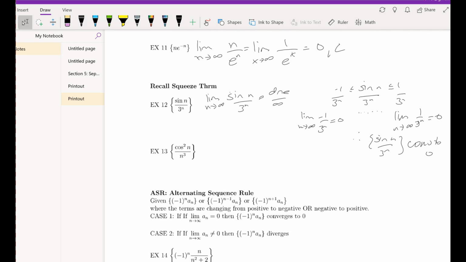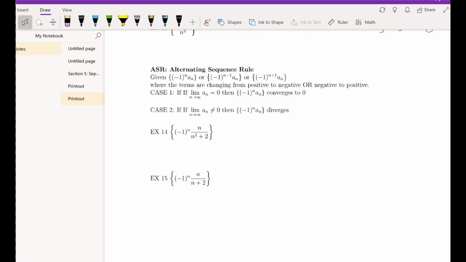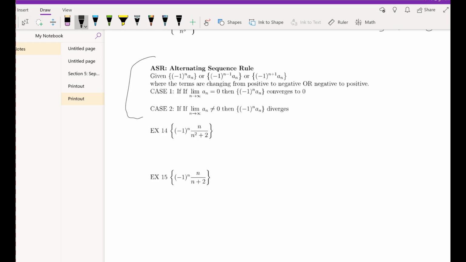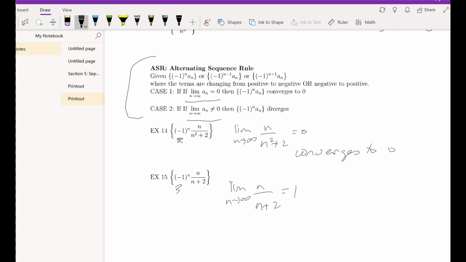So this one would be the same thing. So I'm going to skip that one. So now this is a specific case when I have an alternating sequence. So the deal is you take the limit of just the positive part. If the limit of the positive part goes to 0, as it does in this case, the whole thing converges to 0. If the limit of the positive part does not go to 0, it can go to a nice number like 1, but as long as it is not 0, we say that the whole thing diverges.